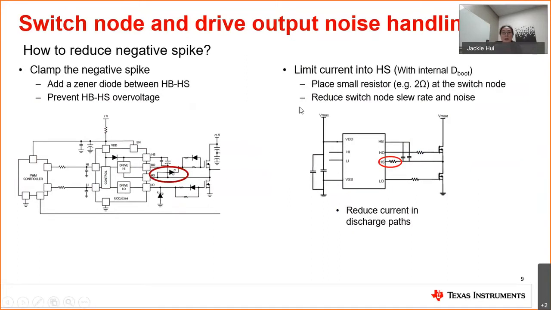Another thing to consider, especially if you are using a driver that has an integrated bootstrap diode inside, to reduce the noise at the switching node and reduce the slew rate at the switching node, you can consider adding a small resistor at the switching node pin, the HS pin here. What this resistor does is it reduces the current in the discharge path when the bootstrap circuit is discharging.